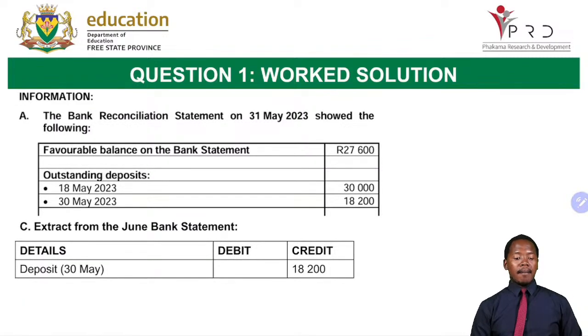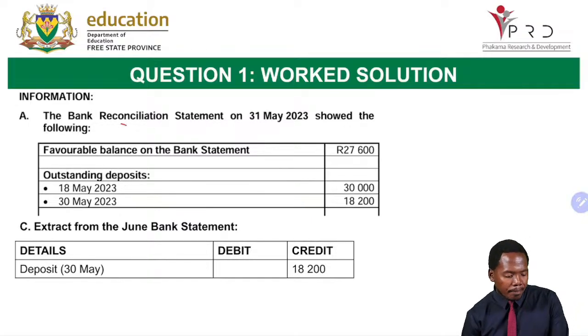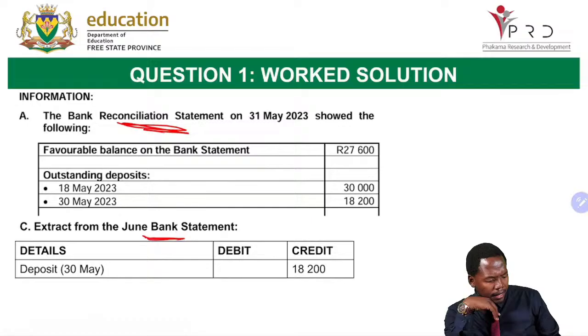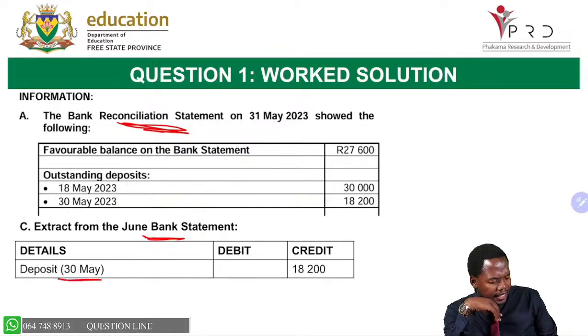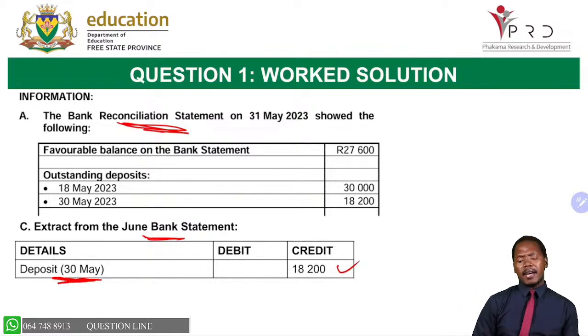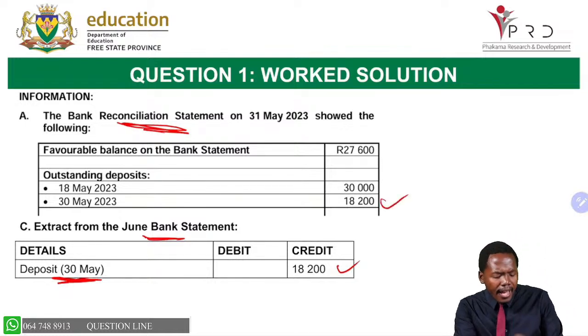Now we're looking at our bank reconciliation statement. Let's see what they are saying about this. This is what we call the silent transactions. You are given the bank reconciliation and also the bank statement. Let's see what's happening here. Let's compare the two. In my bank statement, there's a deposit on the 30th of May for 18,200. Let me check if it's there in my bank reconciliation. There I have it.